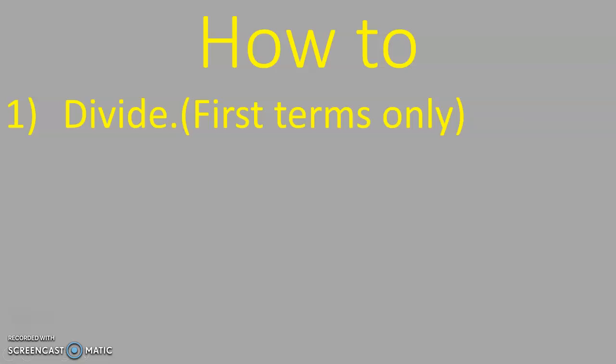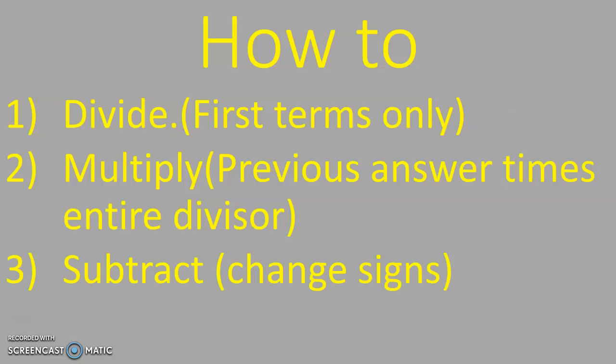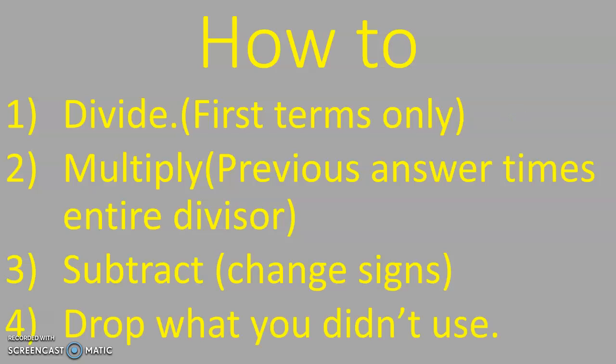And we'll remind you of this when we get an example. Then we're going to multiply the previous answer times the entire divisor. Subtract, remind you, change signs there. And then drop what you didn't use. So divide, multiply, subtract, drop. And you end up in a loop. You do those same steps over and over here.